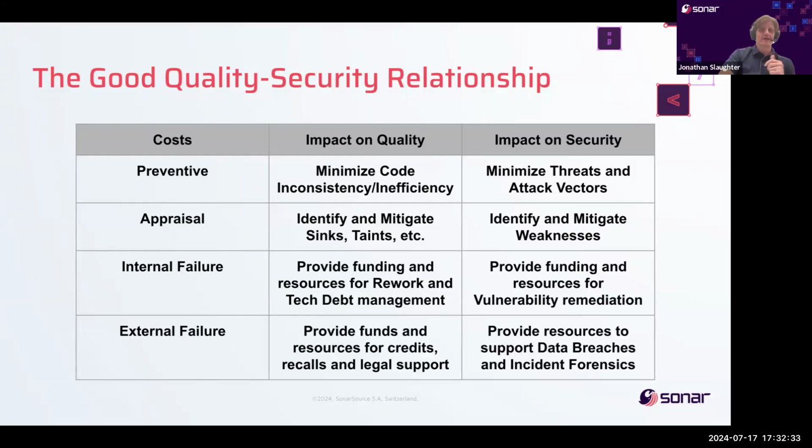And then you get to external failure. And this is where you just say, you know what, we're going to set aside funds and resources for credits, recalls, and legal support.